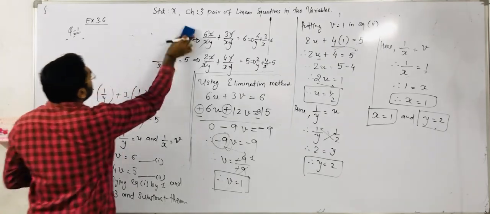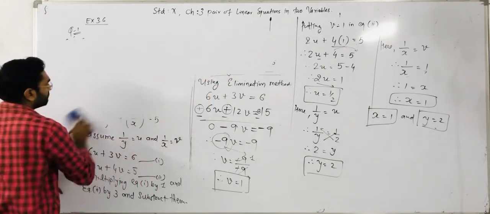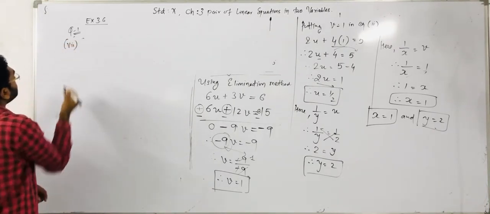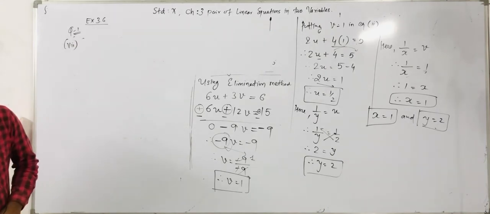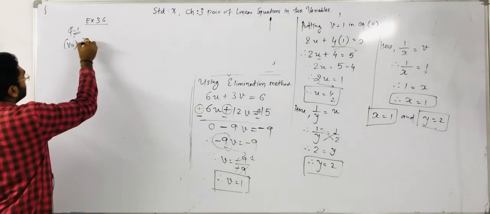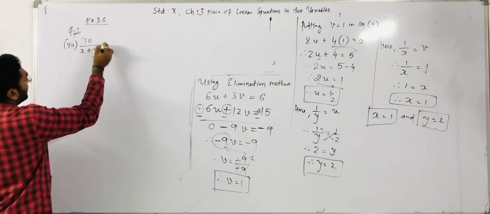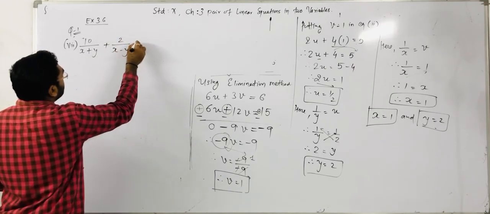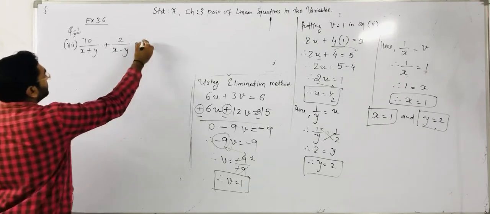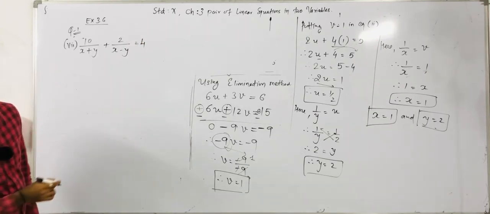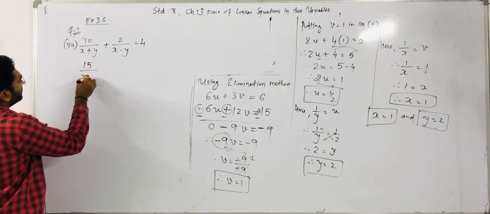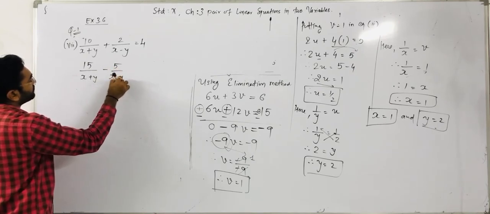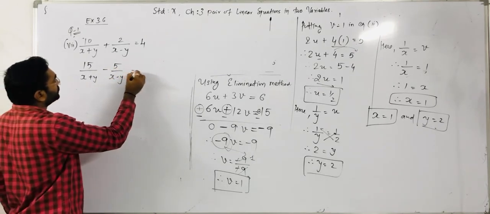Now question number 7. See, in question number 7 it is given, this is a little bit long question. 10 upon x plus 1 plus 2 upon x minus 1 is equal to 4. This is the first equation. And the second equation, 15 upon x plus 1 minus 5 upon x minus 1 is equal to minus 2.